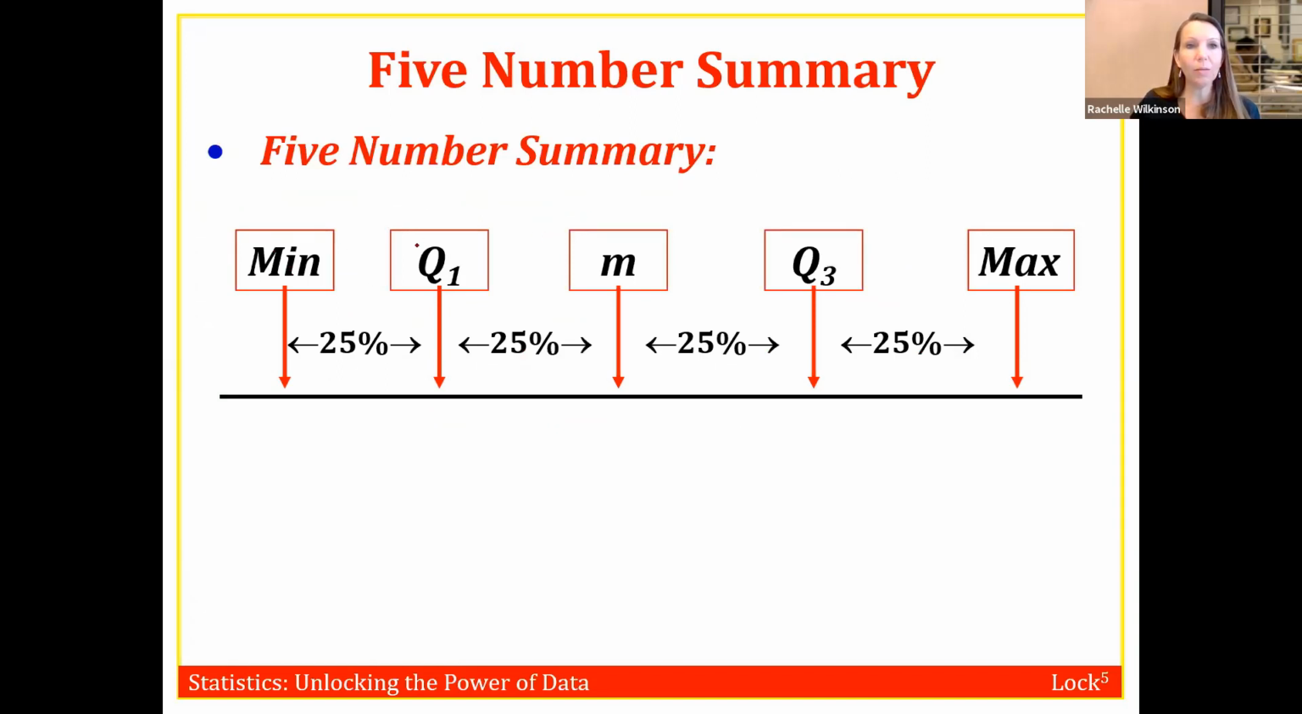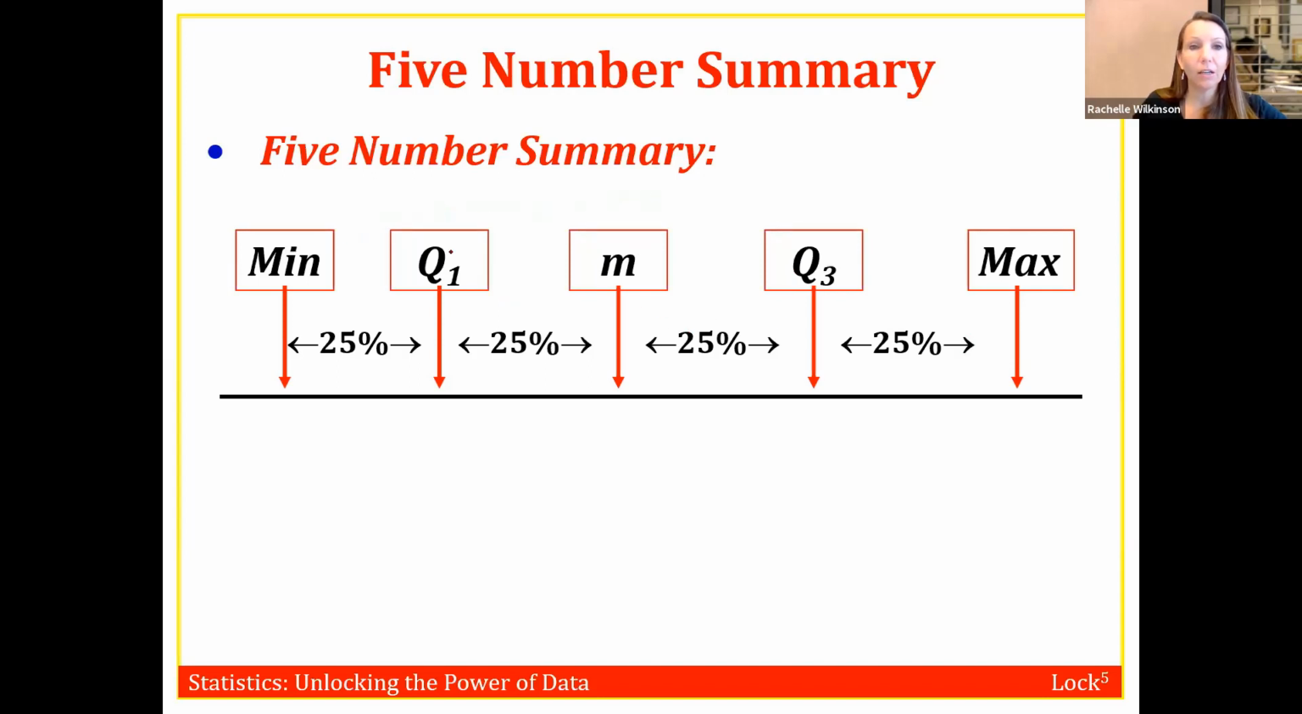Between the minimum and Q1, we have 25% of the data. Between Q1 and the median, we have another 25% of the data. Between the median and Q3, we have another 25% of the data. And between Q3 and the maximum, we have another 25% of the data. So this Q1 and this Q3, we call the first quartile and the third quartile.